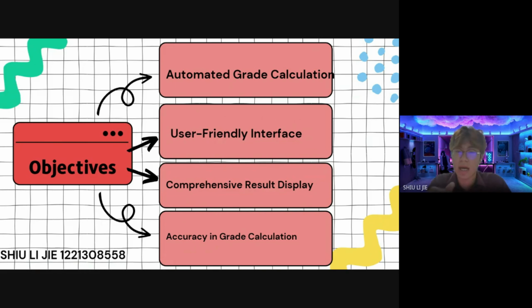Last but not least, our student grading system also includes correctness in grade calculation. Our meticulous approach guarantees accuracy in grade calculation. Our system will utilize precise mathematical operations without any errors. Okay, so that's all for my part.